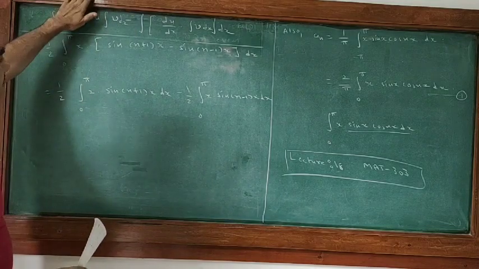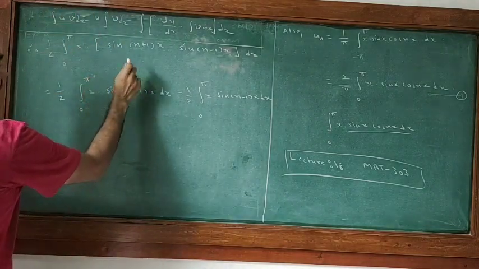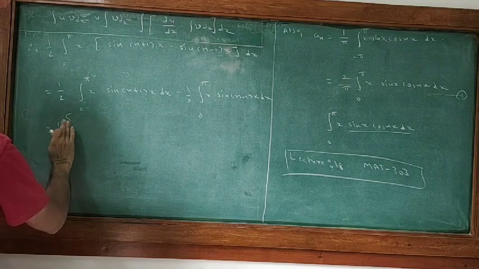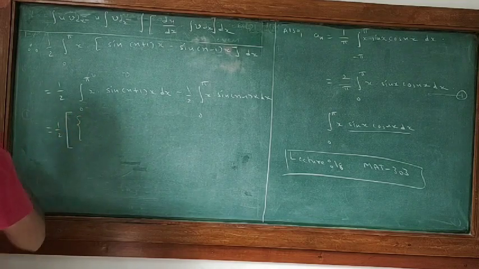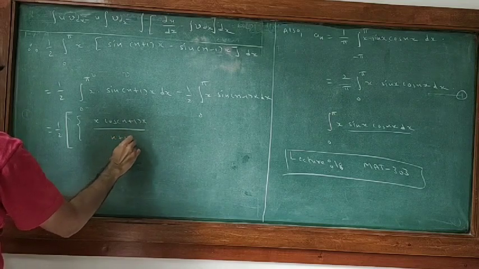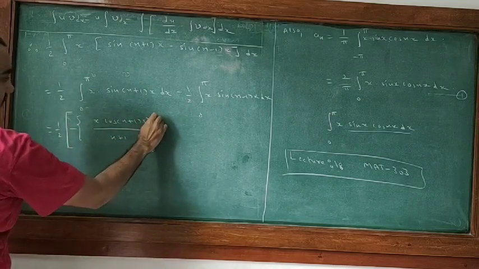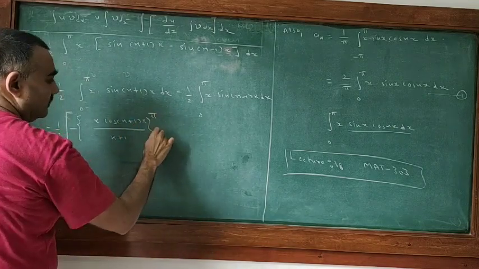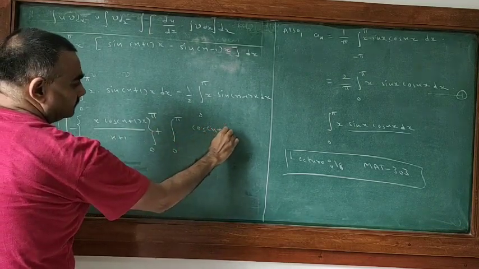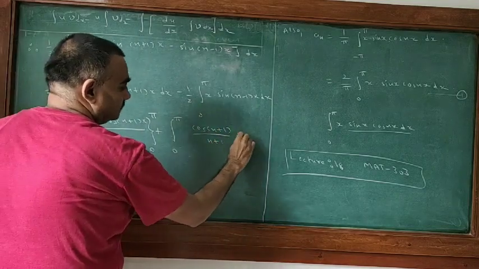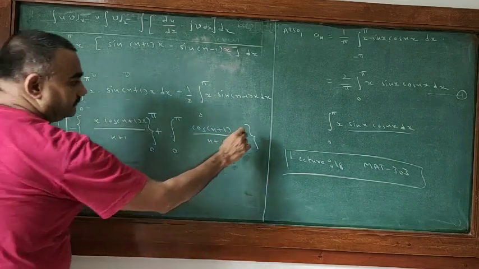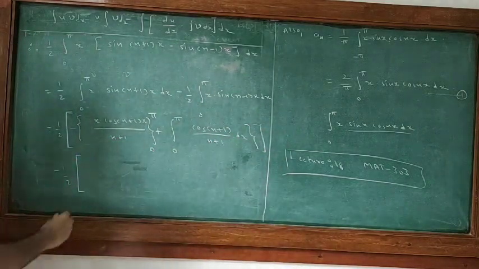Now we apply integration by parts. U and this is V. 1 by 2, x times cos((n plus 1)x) upon n plus 1, minus sin, from 0 to pi, minus integration 0 to pi, plus, minus sin.